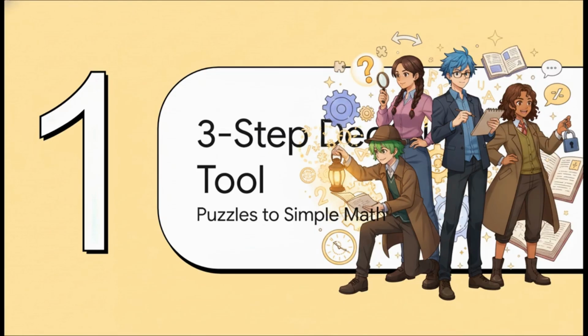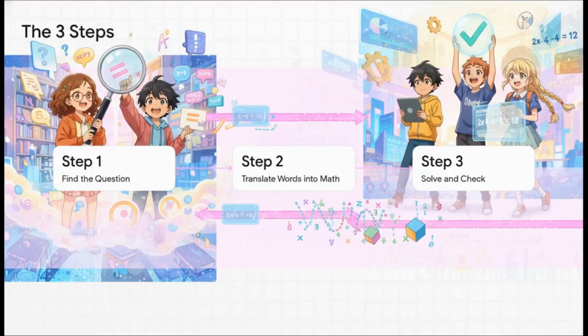And every case has clues. We just need the right tool to find them. And here it is. This is the tool. It's a super simple 3-step framework. First, you figure out what the problem is actually asking. Second, and this is the big one, you translate the words into math. And third, you just solve it and double-check your work. That's it. It's really that straightforward.